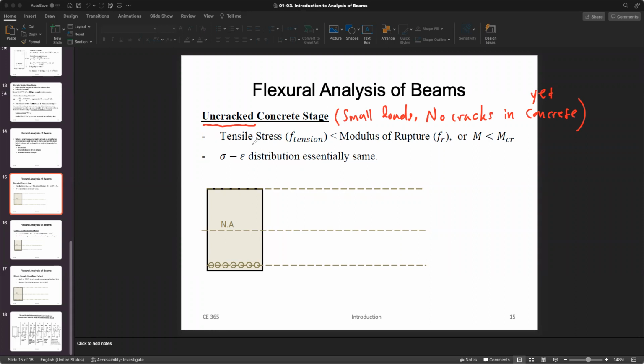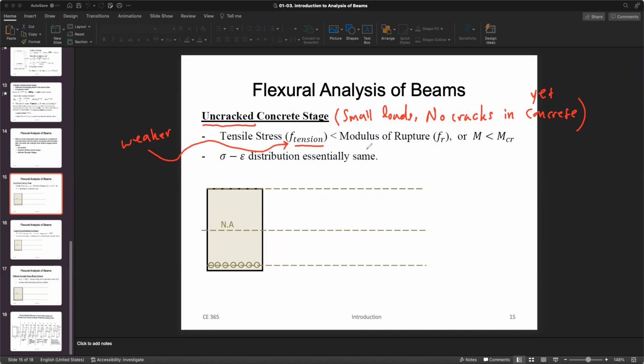Tensile strain, or sorry, tensile stress, tension. Why is the tension part more important for me? Why am I just emphasizing tension at this point? Why is it your criterion? Because it is weaker. We're going to reach that earlier. That is a weak point. That's why it would be our critical point for investigation.